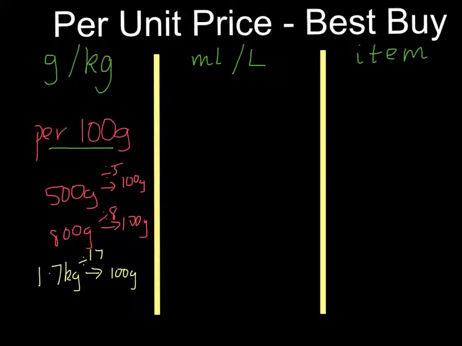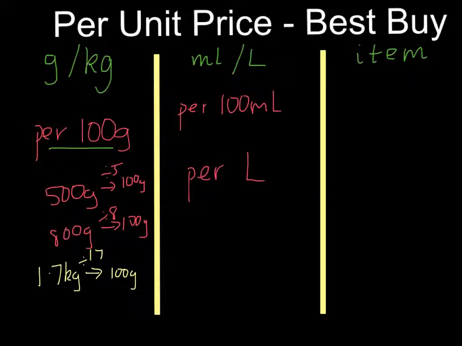Same thing works in mils or litres. In this case, you would try and get a per 100 mil amount. Say that might be for a 600 ml bottle of Coke, comparing it to like a 2 or a 3 litre. Often, a lot of the things that are measured in litres, you might actually get a per litre price will be better.